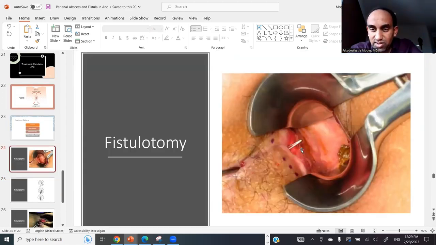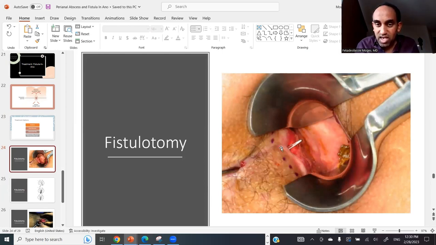So you see here, there is an anal speculum. This is the anal canal. And you see this metal. This metal is coming through the internal opening. And you see the metal here, right? So this is the external opening. The surgeon probes through the external opening here and pushes the metal through, and then you identify the internal opening and the metal comes out.